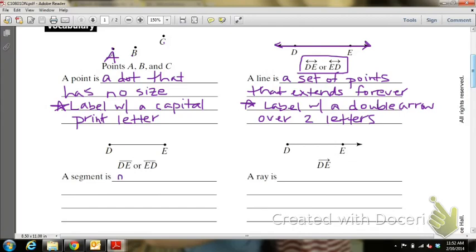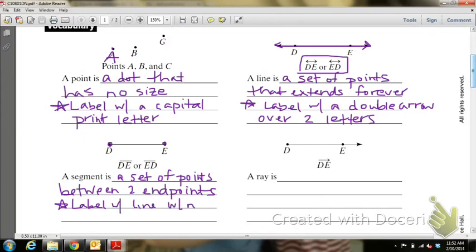A segment is a set of points between two endpoints. So you can see the segment stops. It doesn't go on forever like a line does. It has two set endpoints. So you label it with a line with no arrows over two letters. Let's see what they did here. They did DE or ED, but they just put the segment over the letters, no arrows.